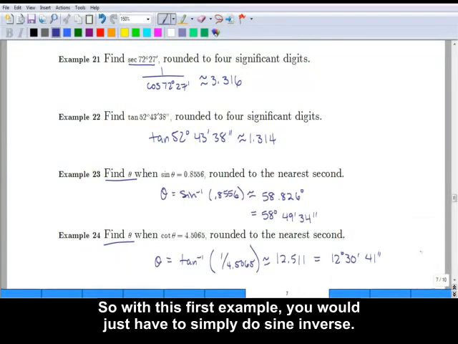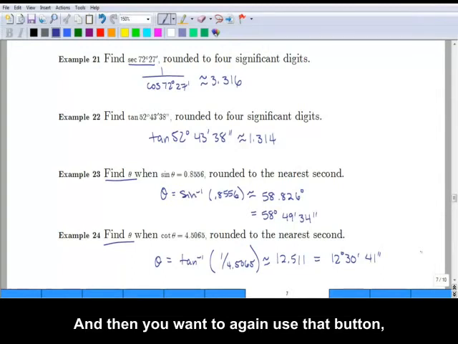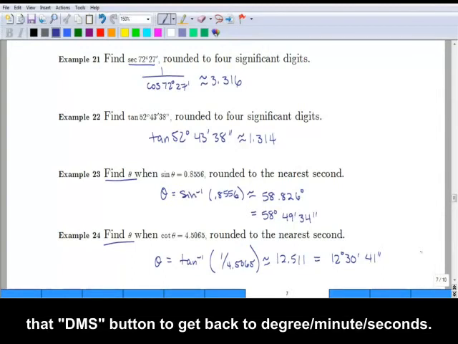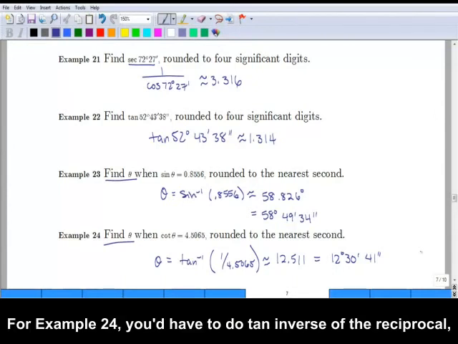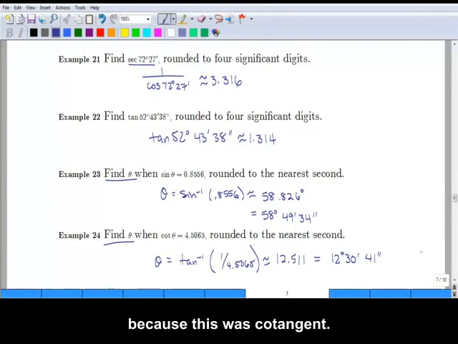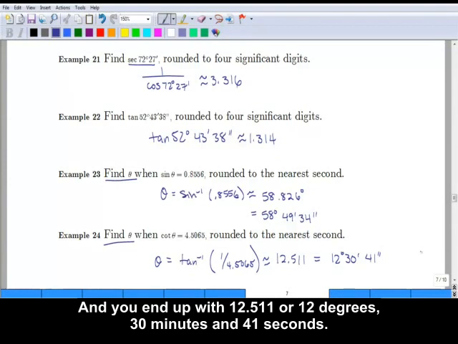So with this first example, you just have to simply do sine inverse. And then you want to again use that DMS button to get back to degrees, minutes, seconds. And you should end up with 58 degrees, 49 minutes, and 34 seconds. For example 24, you'd have to do tan inverse of the reciprocal because this was cotangent. And you end up with 12.511, or 12 degrees, 30 minutes, and 41 seconds.